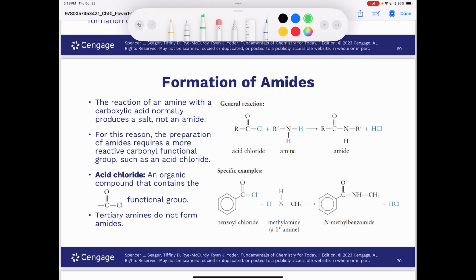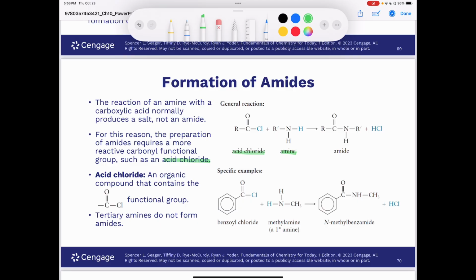Okay, so we've covered the formation of esters. Well, what about forming an amide? The reaction of an amine with a carboxylic acid normally produces a salt, not an amide. So, for this reason, the preparation of amides requires a more reactive carbonyl functional group like an acid chloride. So, acid chlorides are more reactive than a carboxylic acid.